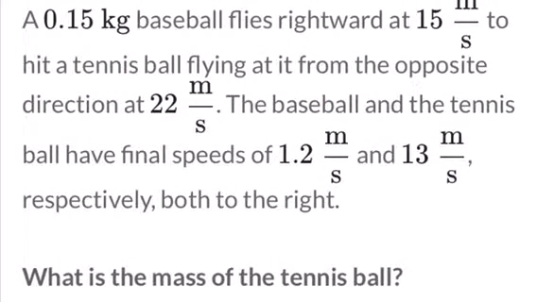So here's our problem. A 0.15 kilogram baseball flies rightward at 15 meters per second to hit a tennis ball flying at it from the opposite direction at 22 meters per second. The baseball and the tennis ball have final speeds of 1.2 meters per second and 13 meters per second, respectively, both to the right. So what is the mass of the tennis ball?